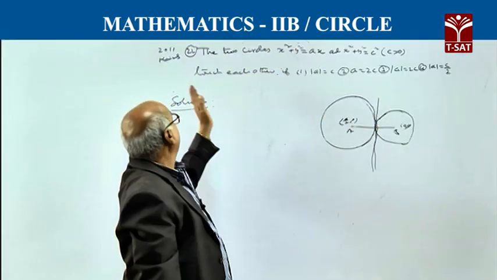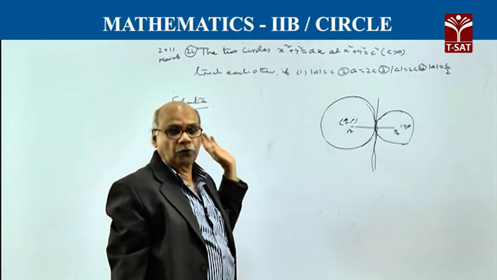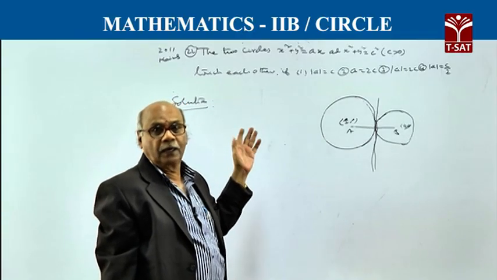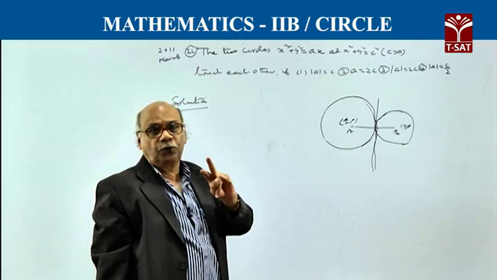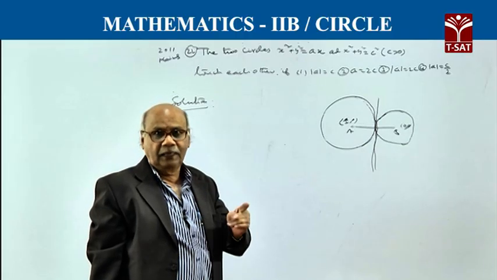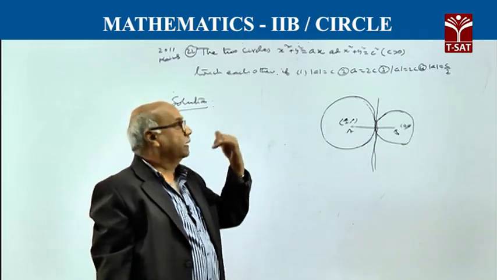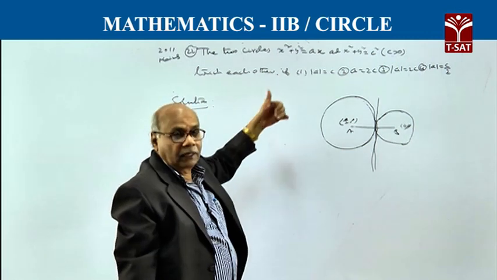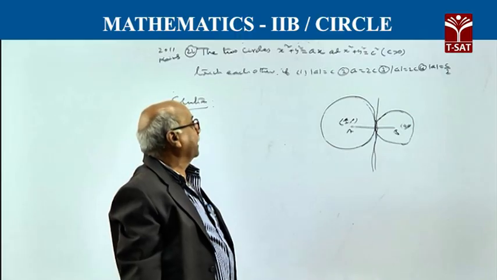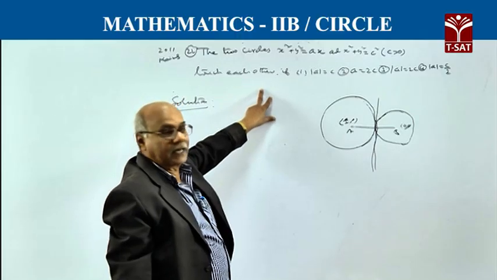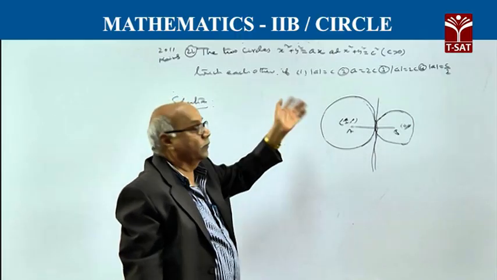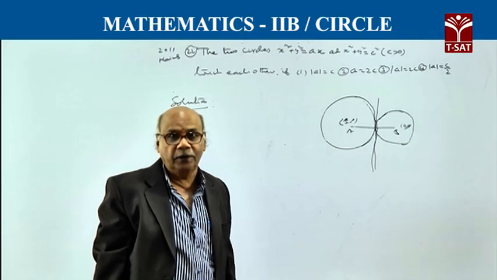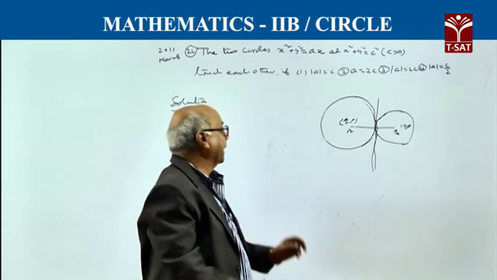See problem number 22. This was asked in 2011 Mains. You are given two circles, of which one has its center at the origin and radius C, and another passes through the origin with radius a by 2, that is, x square plus y square is equal to ax. Now, if these two circles touch each other, what is the relation between A and C? He is asking the relation between A and C, right?